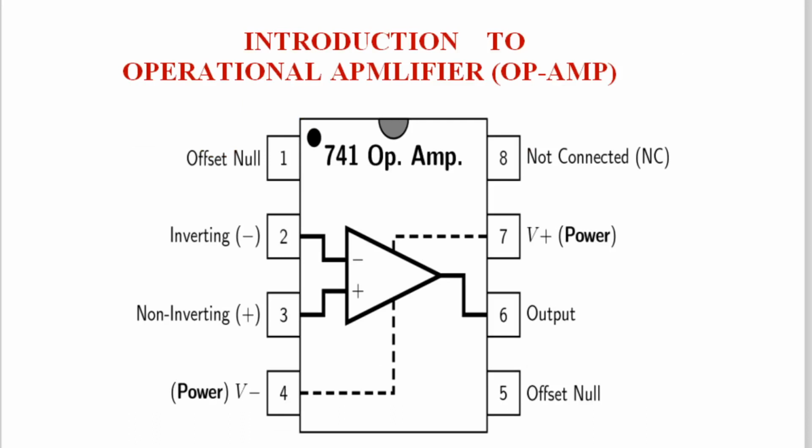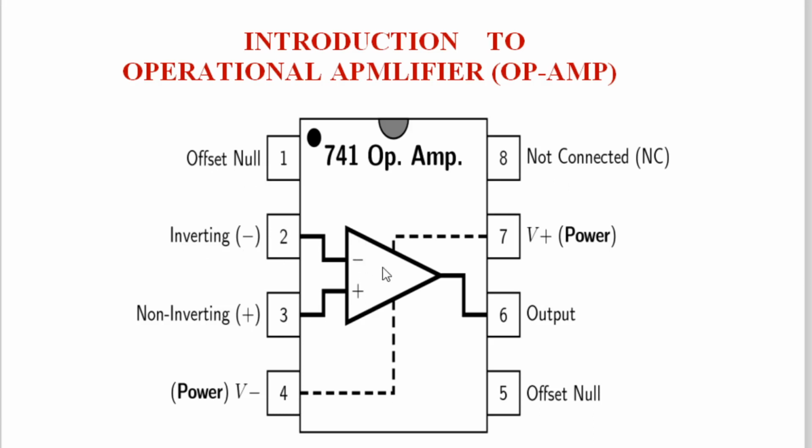There are various types of ICs available in the market for operational amplifier, but the most widely used is operational amplifier IC number 741. So this is an 8-pin IC. You can see over here, out of those 8 pins, one pin is not connected, not used at all. Pin number 1 is used for offset null. Pin number 2 is the inverting input marked by the minus sign.